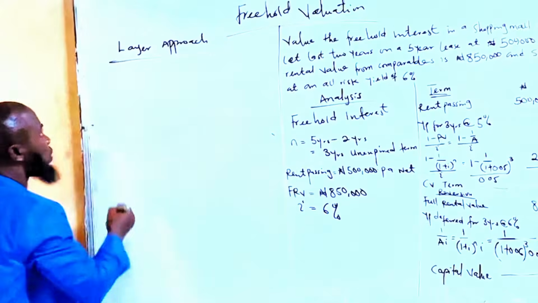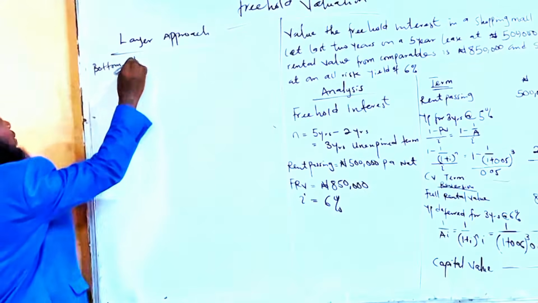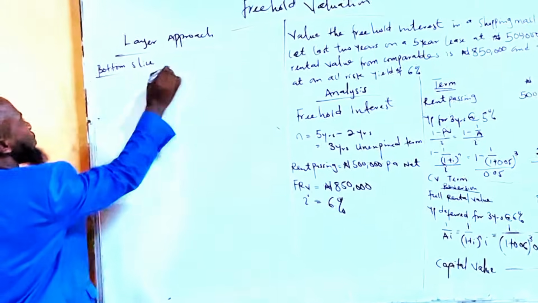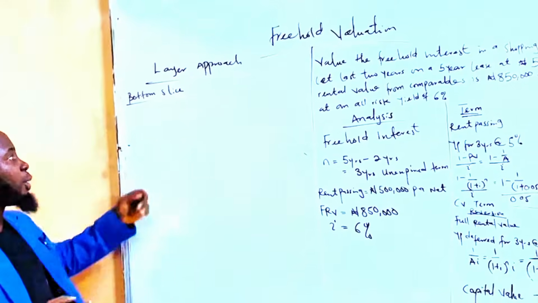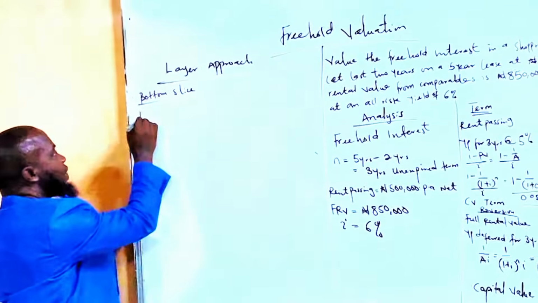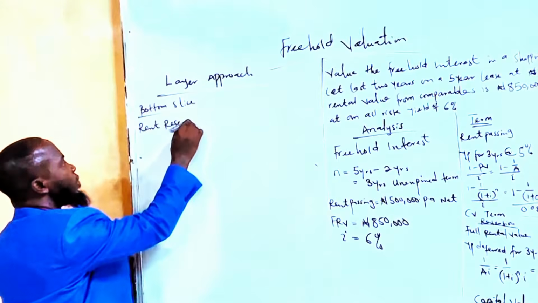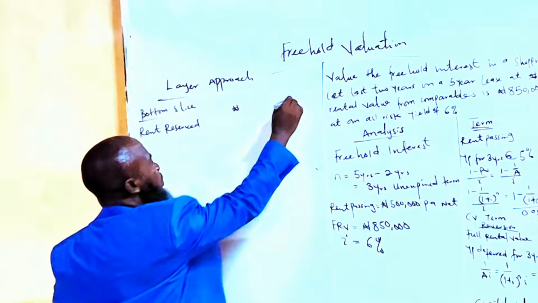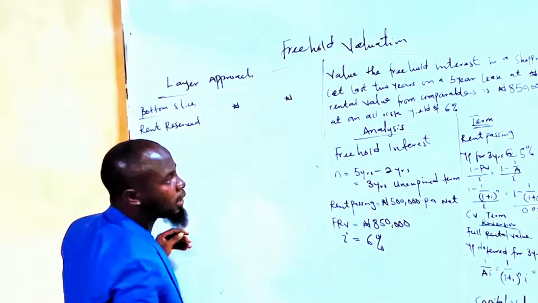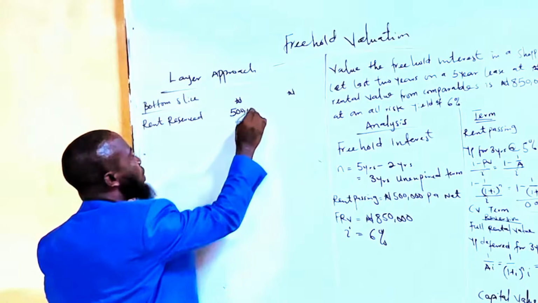For the layer approach, we start with the bottom slice, the rent reserve. The property, how much is it commanding? The property is commanding 500,000. The rent passing on it.